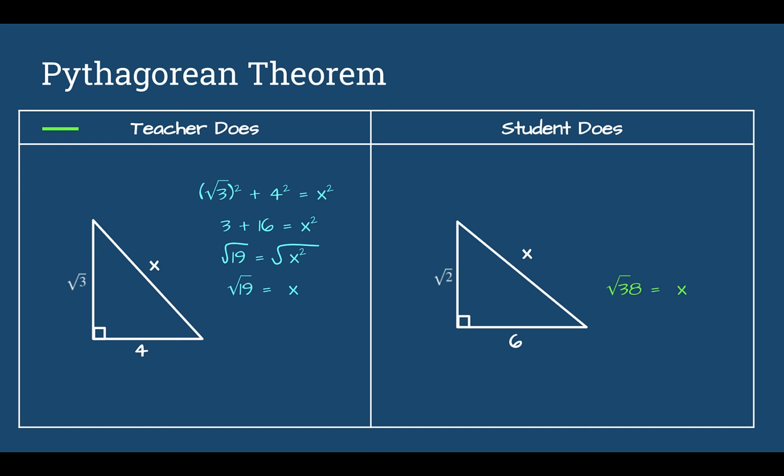Let's check. You should have got the square root of 38 as your answer, which comes out to be about 6.16 if you put that instead. Again, you could have just used the square root of 38 as your answer. To get that, the square root of 2 squared plus 6 squared equals x squared. So 2 plus 36 is 38. Take the square root of that, and we get our answer.